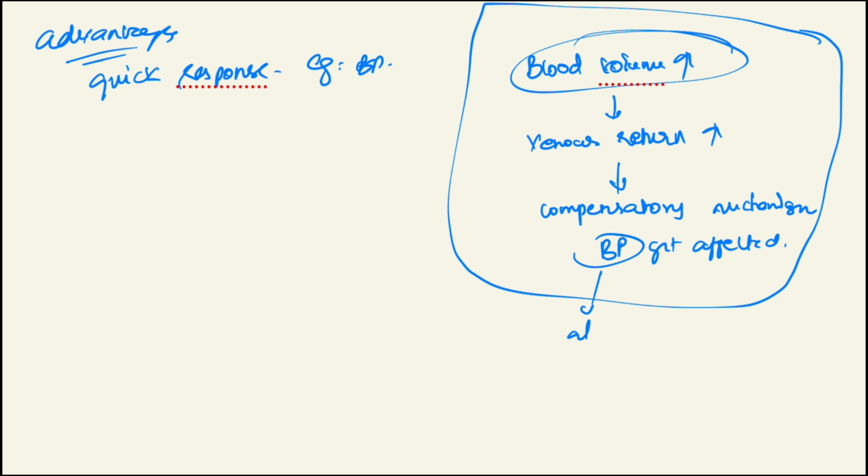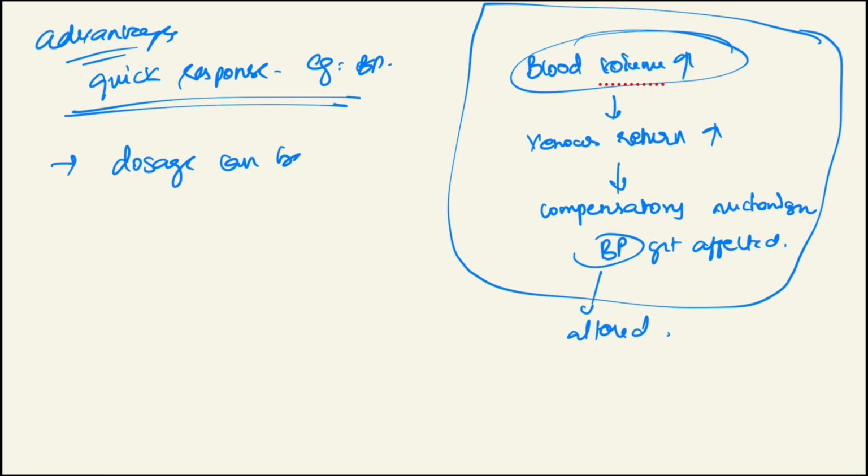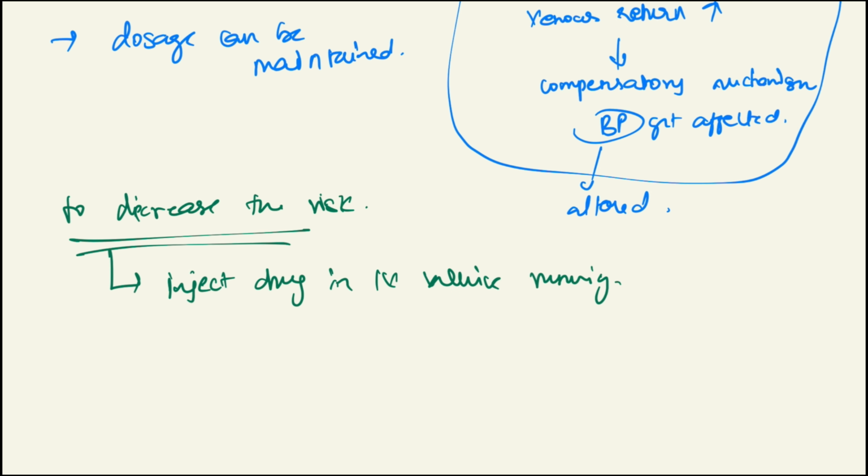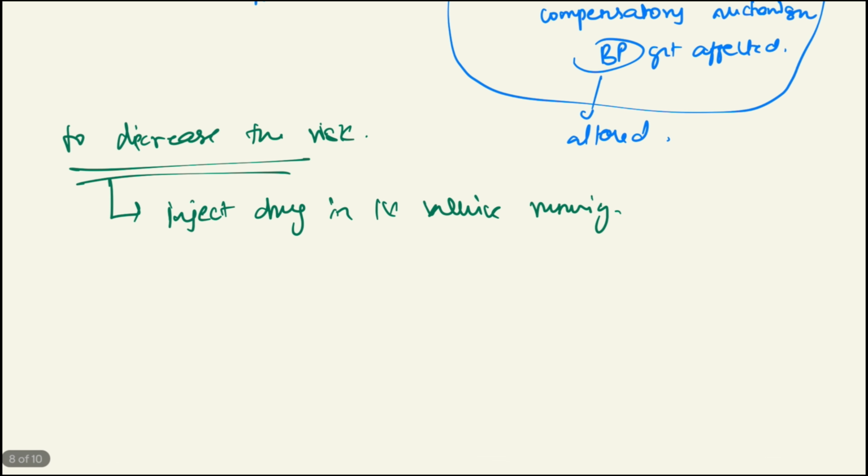Dosage can be maintained here. The main advantage is that the dosage can be given very accurately. No other route can give such accuracy. So very important drugs that have a small therapeutic window need to be given this way. We will learn these terms later. For now, understand that the dosage can be maintained very easily. To decrease the risk, we should inject the drug in the running IV, not in the stagnant IV.